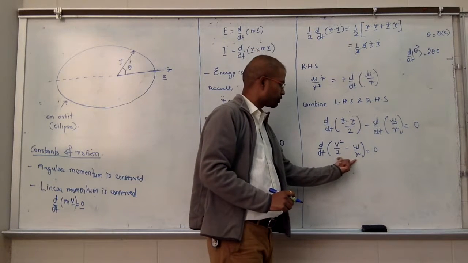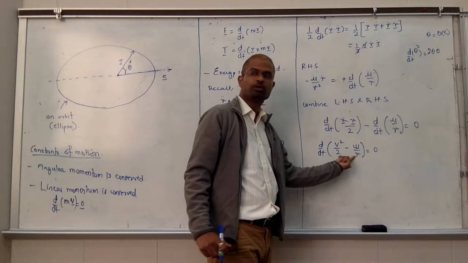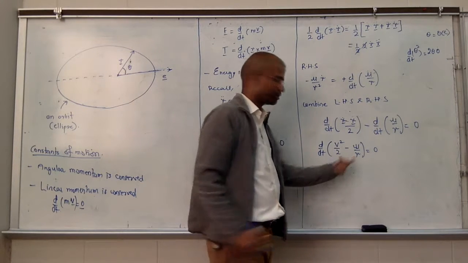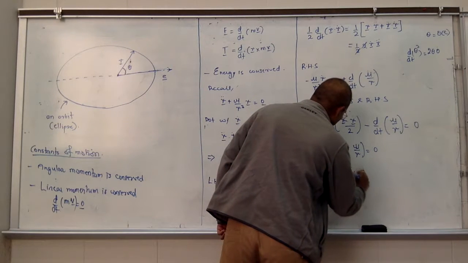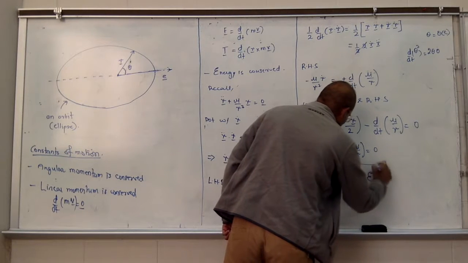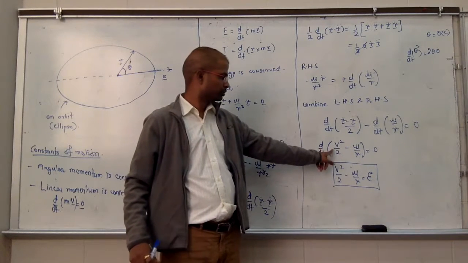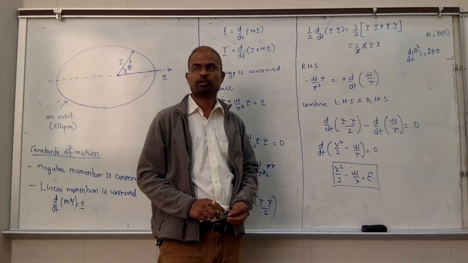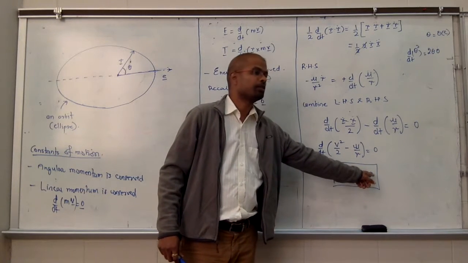If the derivative of this is equal to 0, what does that mean? This is a constant. So you can say v square divided by 2 minus mu over r is equal to a constant. What is v square over 2? No, that's not Q. This is a constant.